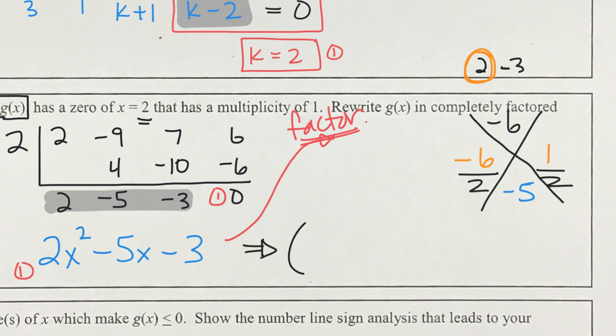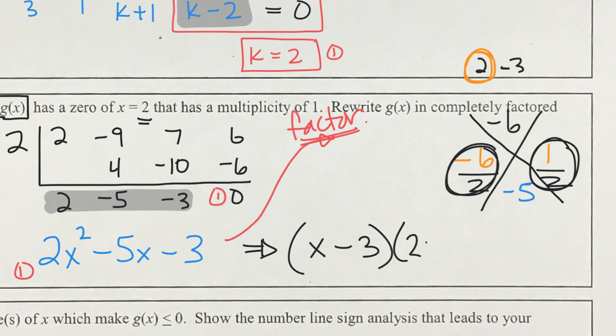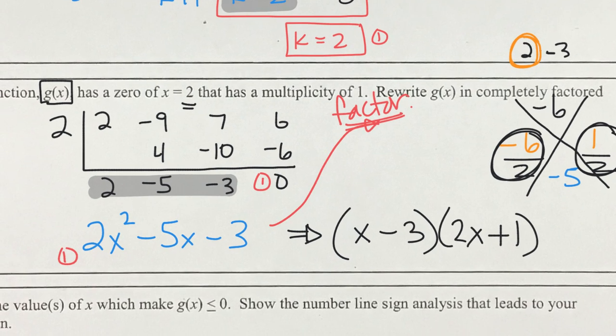Okay, so yes, 2 does divide by -6, so this becomes an x minus 3 factor from here. And no, 2 does not divide 1, so there's your 2x plus 1 factor from there. So our quadratic of 2x squared minus 5x minus 3 factors to x minus 3 times 2x plus 1.